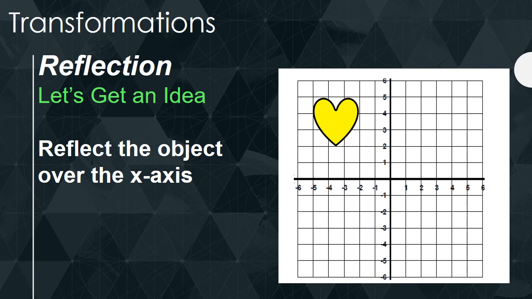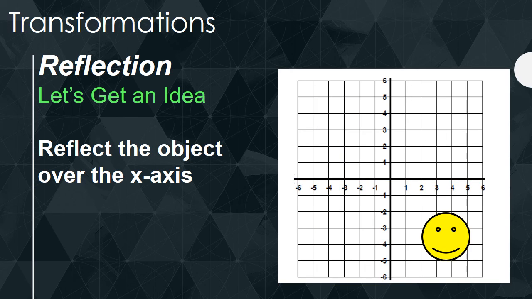So if we're going to reflect this across the x-axis, you can see in the animation, it gives us a mirror of our yellow heart. You can see our yellow heart, the tip is at +2. In the reflection, the tip is at -2. So it's actually the same distance away from the x-axis.